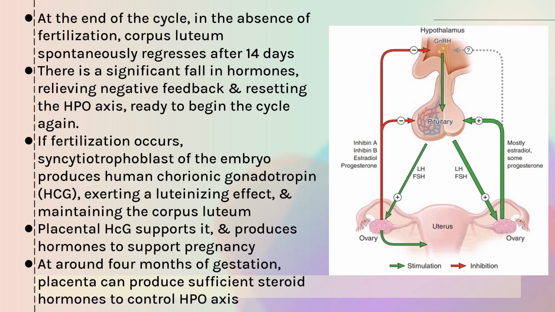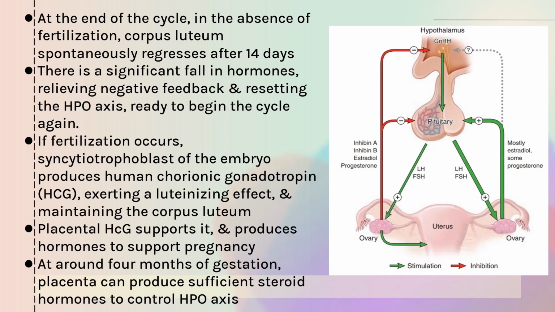However, if fertilization does occur, the trophoblast of that developing embryo begins to produce HCG. HCG exerts a luteinizing effect on that corpus luteum, preventing it from regressing and helping it to maintain its hormone production to support the early stages of pregnancy. The placental HCG further supports the corpus luteum and produces hormones necessary for sustaining the pregnancy.